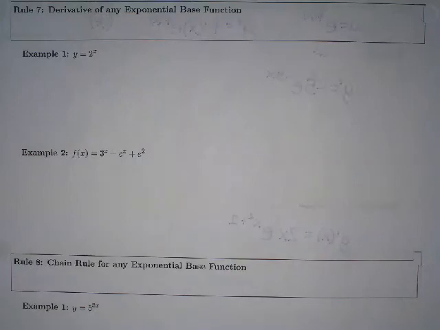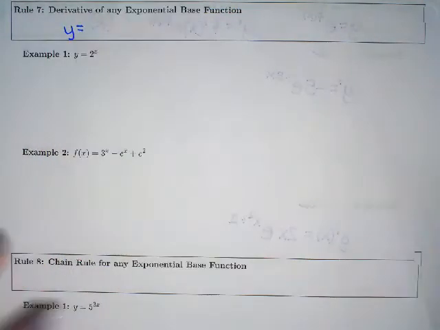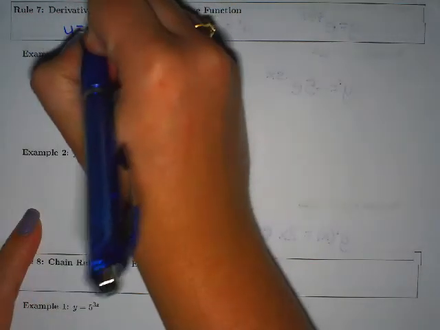Rule 7: what happens if our base isn't just e? E is a number, by the way. You can plug it in on your calculator and see what number it is. It's like 2.7-ish.